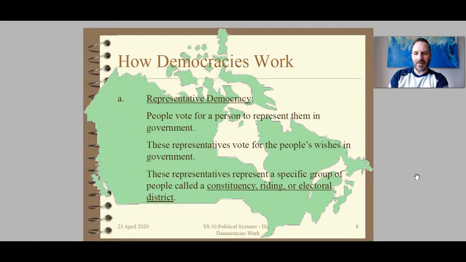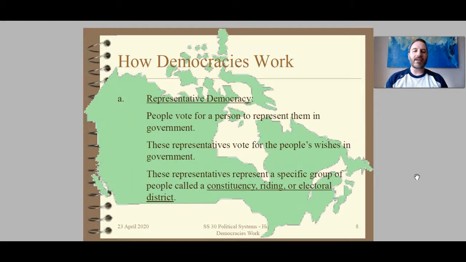They spend some time here, they meet with people, they take phone calls, they hug babies, whatever it happens to be, although we're not going to be hugging anytime soon. But anyways, they spend some time here, and then they go to Ottawa and they represent what we want, right? The majority of people want here in Alberta, based on what we tell them. Phone calls, in-office visits, emails, letters, whatever it happens to be, right?